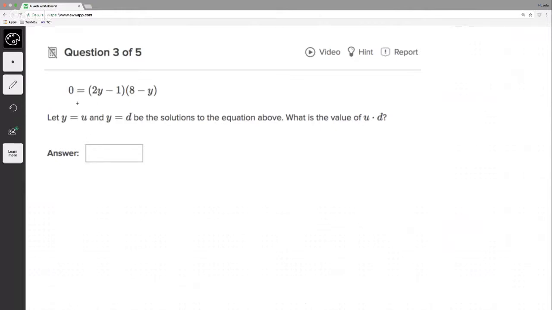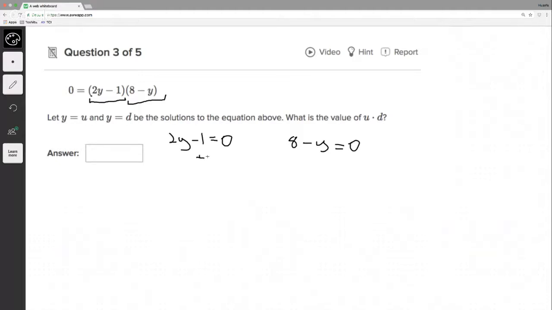All right, again, we have 0 equals 2y minus 1 times 8 minus y. So again, they factored it. This is just like that last one. We've got to solve for our two values for this equation, and they've done all the hard factoring work for us, so that's pretty good. Which one is which doesn't matter, because we're just multiplying them. So let's set it up like this: 2y minus 1 equals 0, and 8 minus y equals 0.